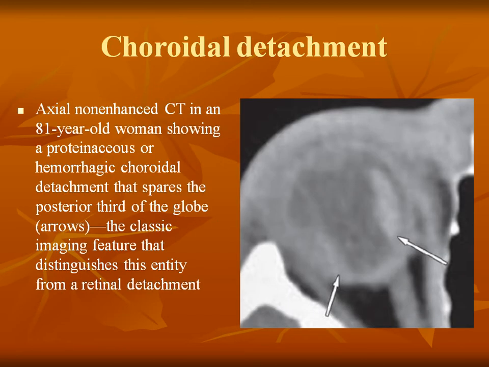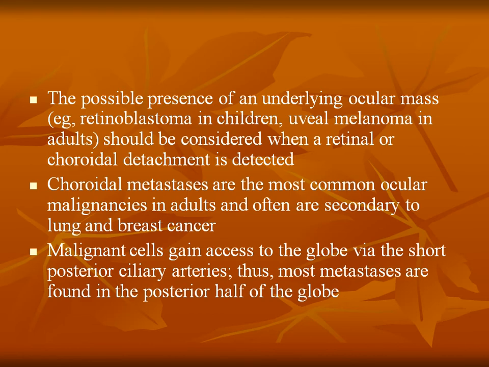You can see here the same as retinal detachment, but the apex is not at the optic nerve. Okay, it's in the subchoroidal space. This is the difference from the retinal detachment. The possible presence of underlying ocular mass like retinoblastoma in children, uveal melanoma in adults should be considered with retinal or choroidal detachment. Choroidal metastases are the most common ocular malignancy in adults, often secondary to lung and breast carcinoma.